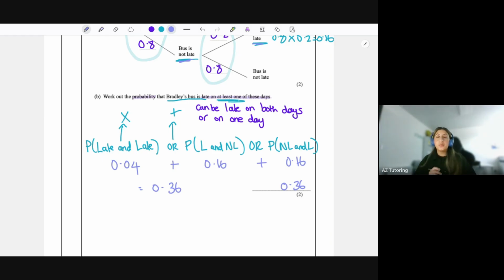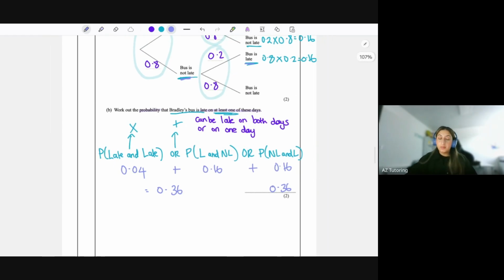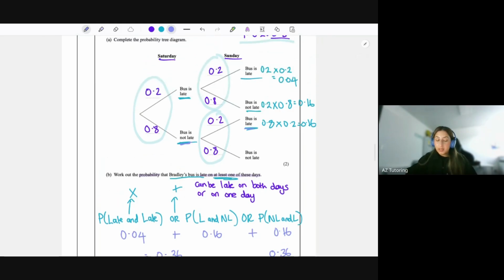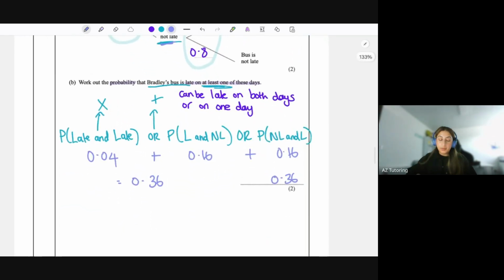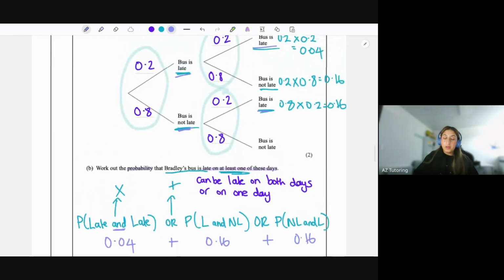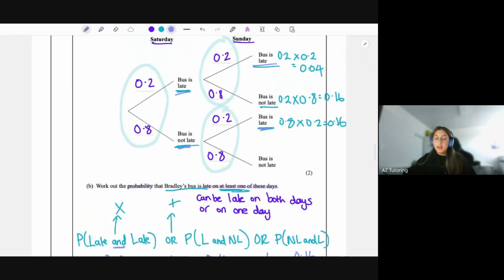So it's important to understand what the question is saying. If the question said he has to be late only on one of the days, then it's only going to be late, not late, and not late, late. So you can only be late on one of the days, or if he has to be late on both days, it's going to be late and late only. So it depends on what the question is asking. It's very important to highlight the question to understand what it's asking of you. And remember, when you're doing ands, you're timesing going across the tree diagram, and then you're adding wherever you see or going downwards.